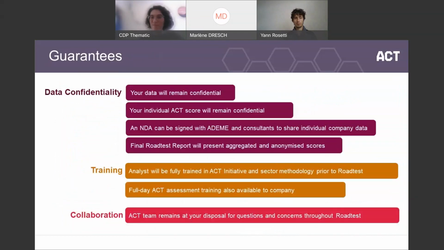Right, so in terms of guarantees, in terms of data confidentiality, which we've had a few questions on, your company data will remain confidential. Your individual ACT score will remain confidential. There is a possibility of signing a non-disclosure agreement with them and the consultants before you share your data. And again, the final road test report will only use aggregated and anonymized scores.